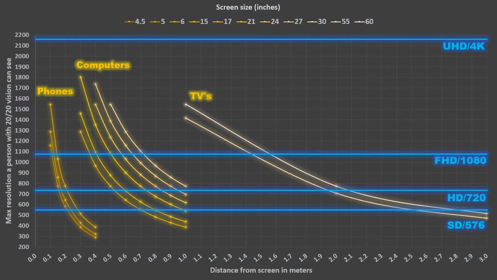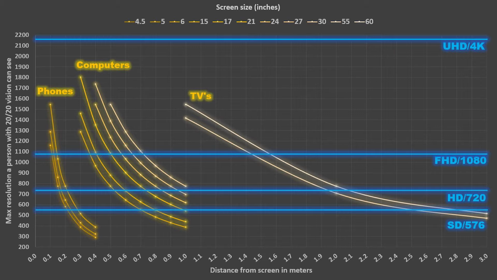Well, that transition wasn't the best thing in the world, was it? But hey, I'm learning. Now, this graph is actually fairly simple. How much resolution you need is determined by how large your screen is and how far away from that screen you're sitting. So with this graph, each of the yellow lines corresponds to a different screen size, and the x-axis corresponds to how far away the screen is from your eyes. And the y-axis shows just how many pixels someone with 20/20 vision can see.